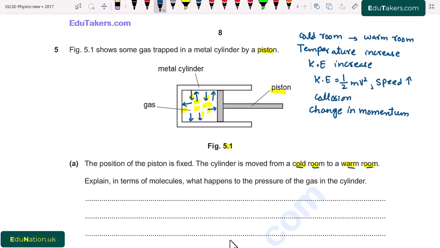And this change in momentum causes the force to exert on the metal cylinder. So there will be the force. The change in momentum increases, so the force also increases, and we know that pressure is equal to force over area. By increasing force, pressure also increases. So in this way, the pressure of the gas in the cylinder increases.